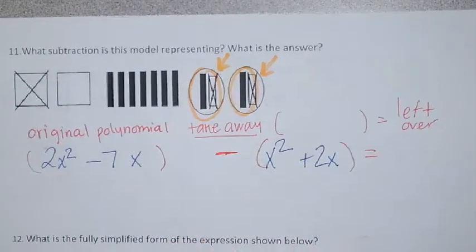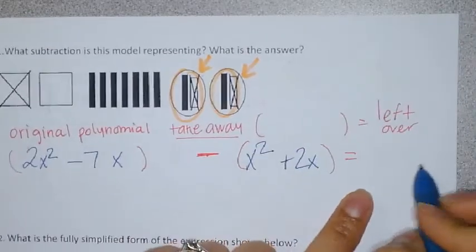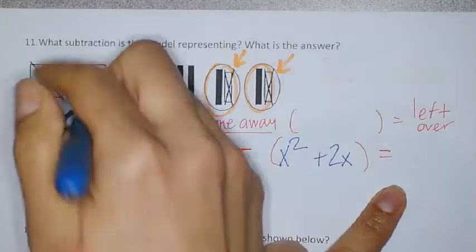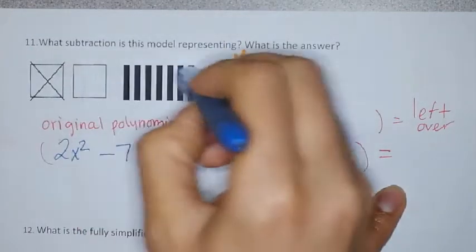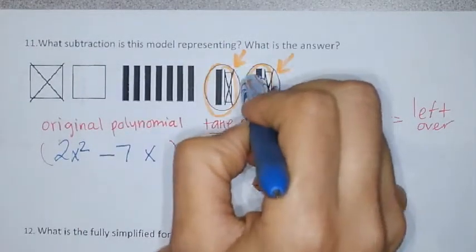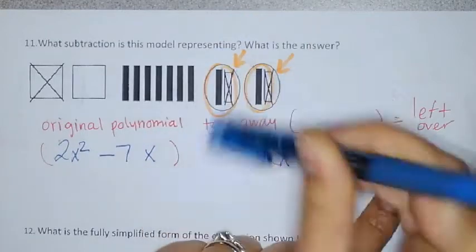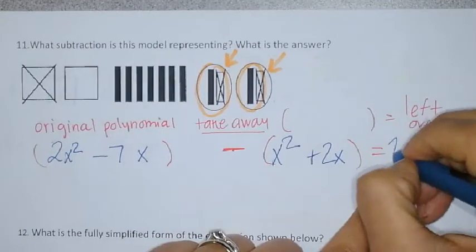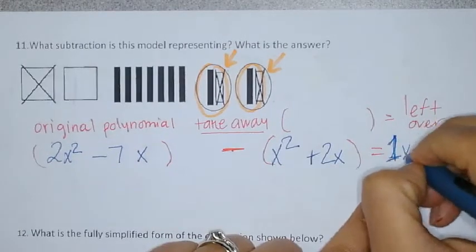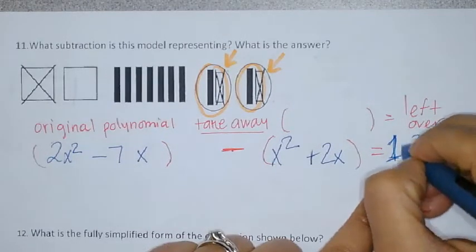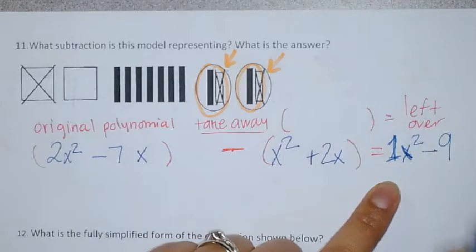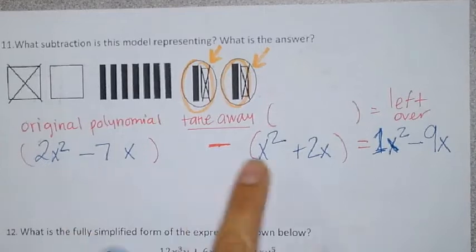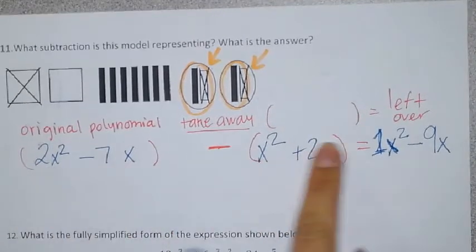Okay? When I took everything away, I had my answer. My leftover is anything that is not crossed out. So I have a 1x squared, and I have 7, 8, 9, don't forget these because you brought in the 0 pairs. So 9 of the negative x tiles. So 1x squared minus 9x. Okay? So this is what I'm looking for, this whole equation.